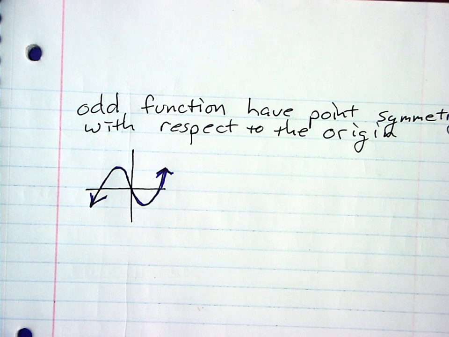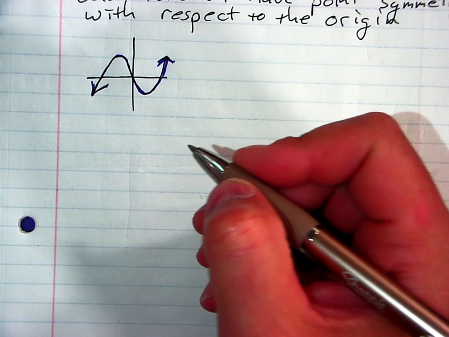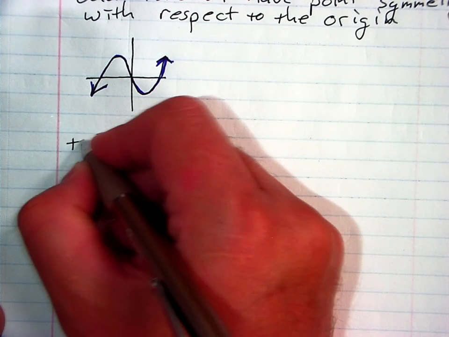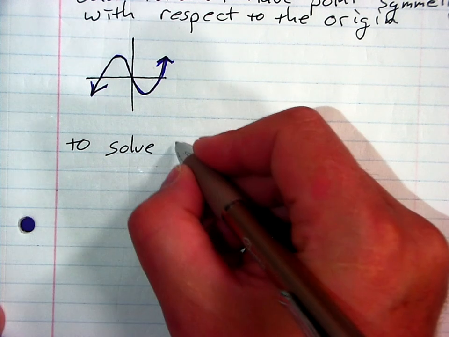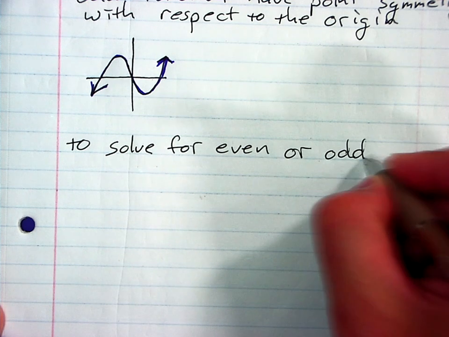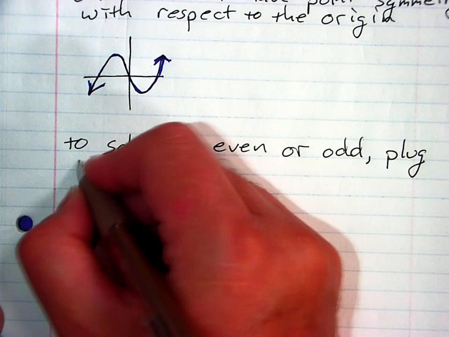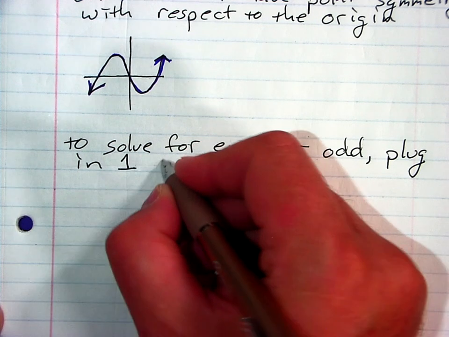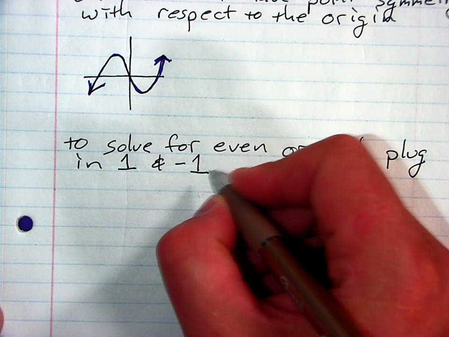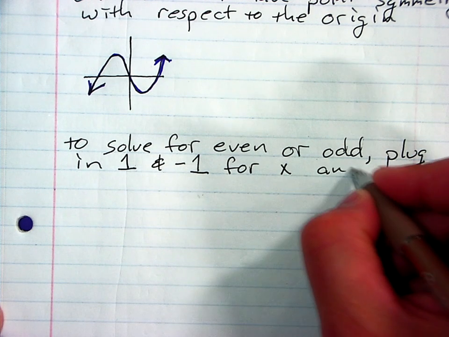That's solving it graphically. Can we solve it algebraically using actual numbers? Savannah says yes, and I agree with Savannah. All right, so let's try it. This is our last thing for today. To solve for even or odd, plug in the number 1 and -1 for x and solve.